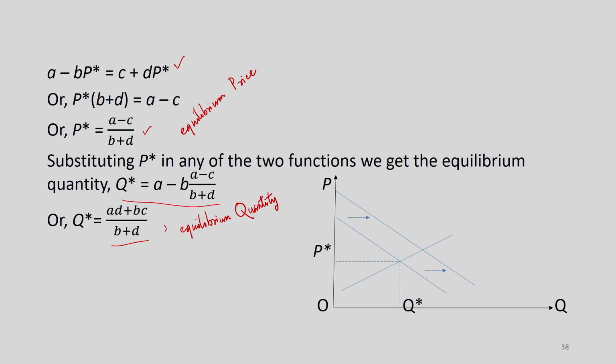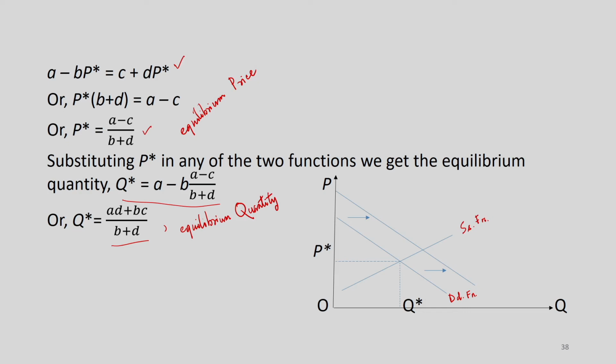Okay. AD plus BC divided by B plus D. If I had used the supply function rather than the demand function to find the equilibrium quantity, I would have got the same sort of expression for Q star. And here was the mathematical solution P star and Q star, and here you have the geometrical representation of the same thing. So, here this is the demand function and this is the supply function.